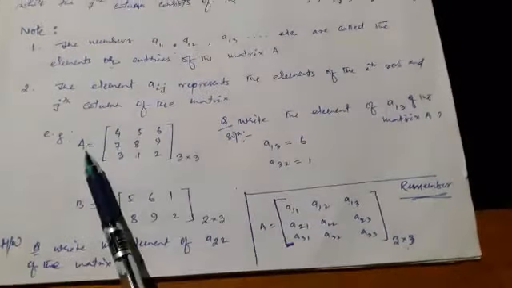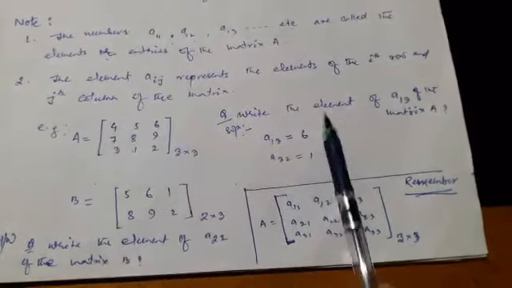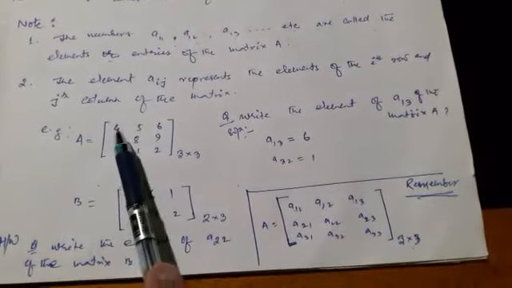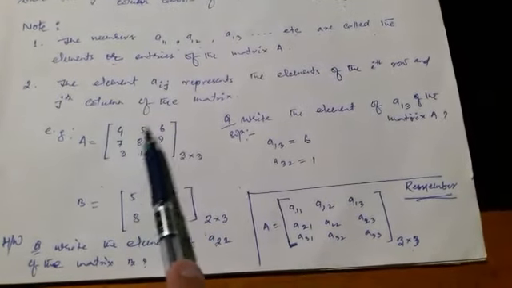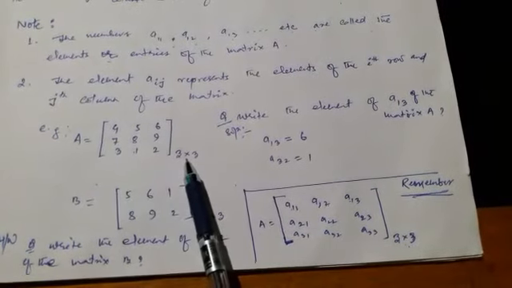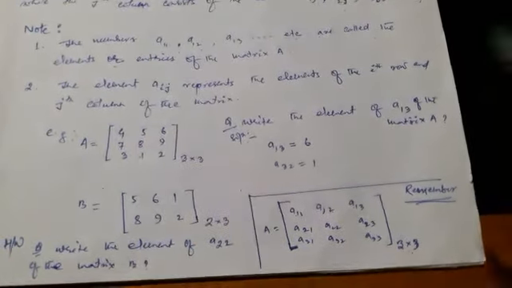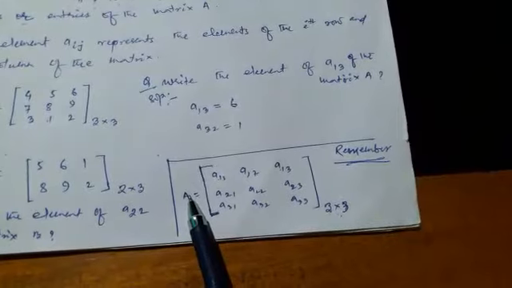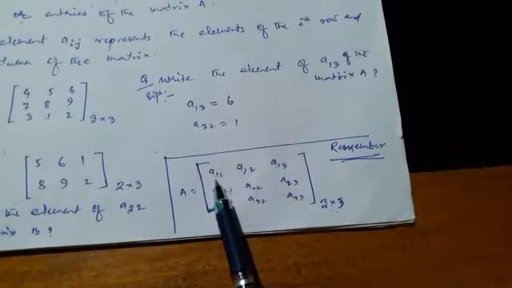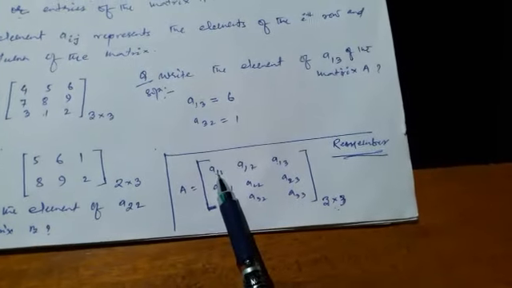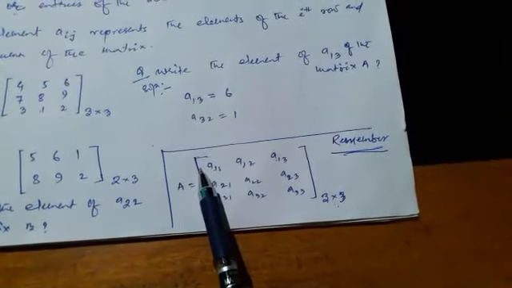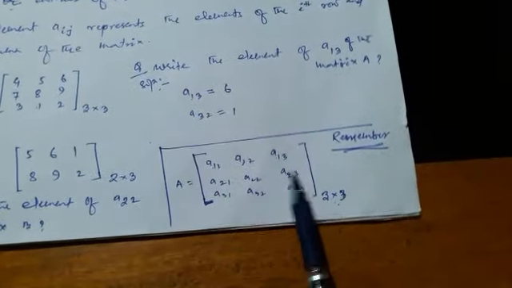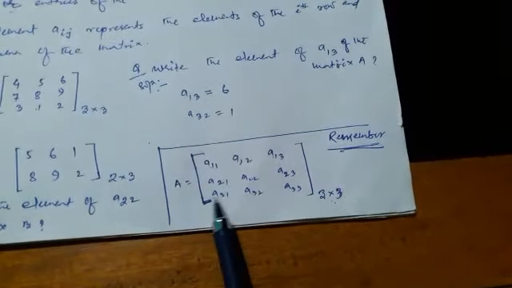By taking this example, to help you understand, let's find out these elements. The given matrix has the elements 4, 5, 6, 7, 8, 9, 3, 1, 2, with order 3 by 3. But before doing this, you must remember this form of matrix. See, matrix A: a11 indicates the element in the first row and first column. The first number 1, 1, 1 is the first row element, 2, 2, 2 is the second row element, 3, 3, 3 is the third row element.